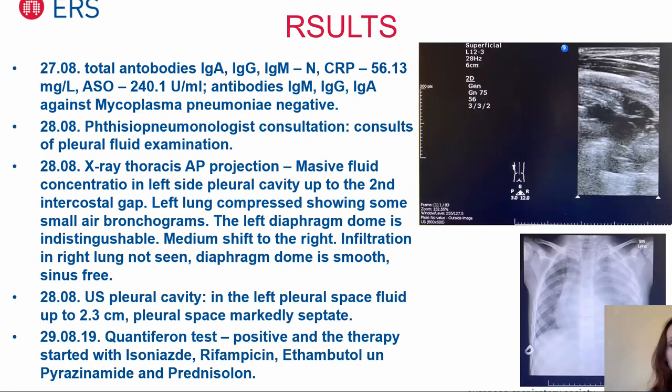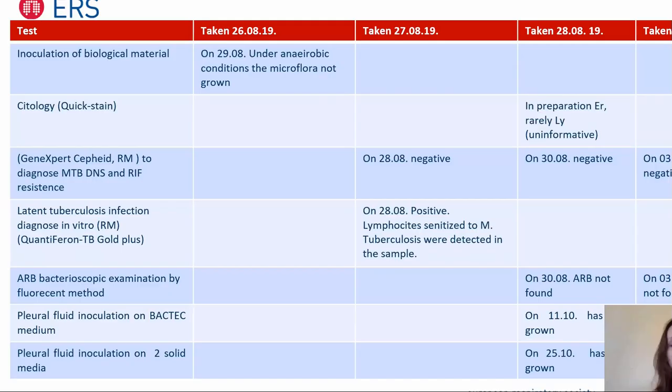When the test results started to come to us, the mycoplasma pneumonia was negative. Still, there was fluid in the pleural cavity, which was seen in control X-ray and ultrasound. But then we got the answer for the quantiferon test, which was positive. So we started therapy with isoniazid, rifampicin, ethambutol, pyrazinamide, and prednisolone. As you see, all the tests for tuberculosis came back negative except the quantiferon test.